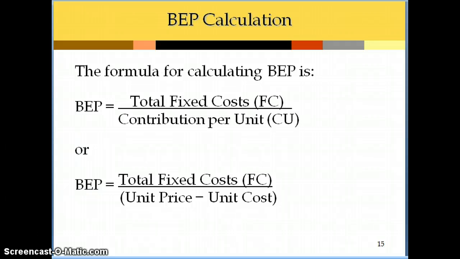The formula for calculating break-even point is total fixed costs over contribution per unit, or total fixed costs over unit price minus unit costs.